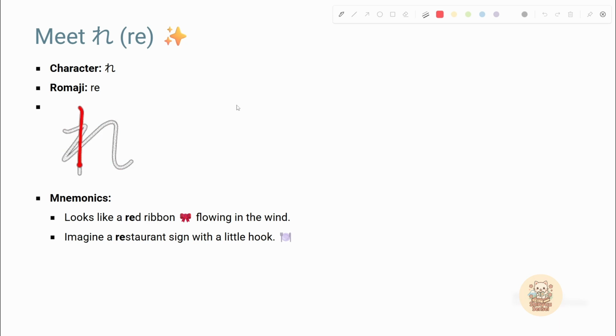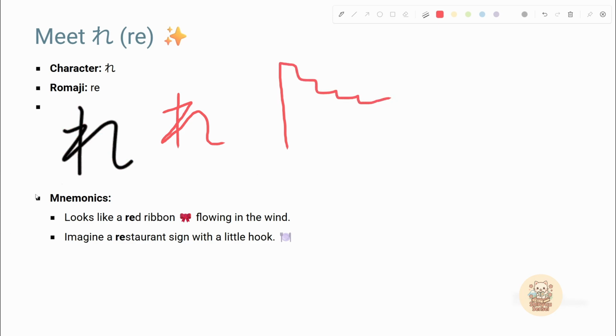This one's mnemonic is also very interesting, so let's write together. The mnemonic is, looks like a red ribbon flowing in the wind. Minna-san, try to imagine. You are in your childhood, you have a ribbon in your hand and it's flowing on the wind. So if I write it, the ribbon stick is this and the ribbon is flowing in the wind like this. Okay, so if I begin to write this character, I will write like this. The stick is here and the ribbon is flowing in the wind.